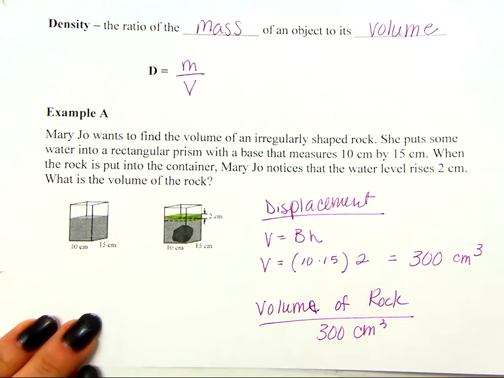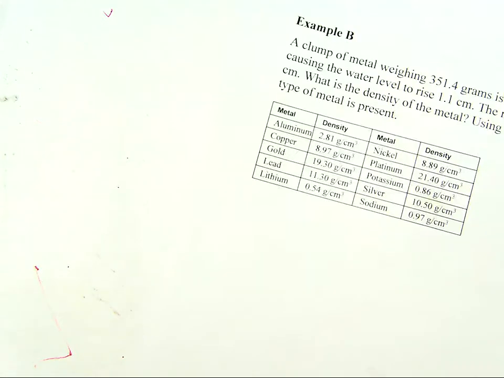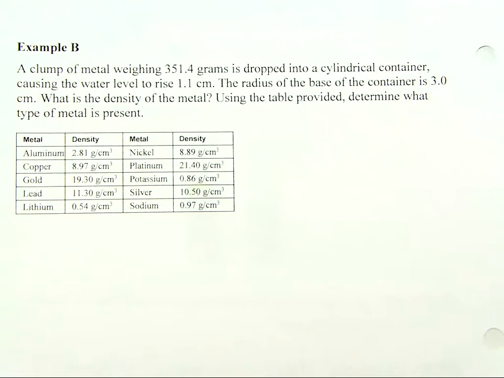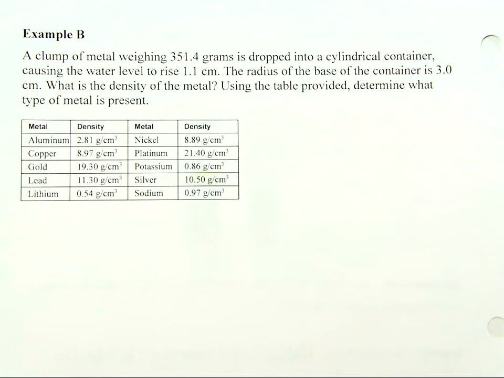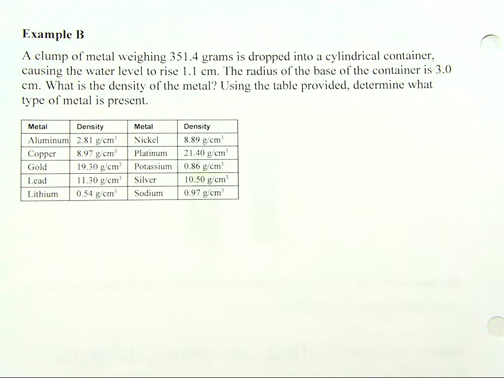Okay, let's look at one more example. Example B. A clump of metal weighing 351.4 grams is dropped into a cylindrical container, causing the water level to rise 1.1 centimeters. The radius at the base of the container is 3 centimeters. What is the density of the metal? And using the table provided, determine what type of metal is present.